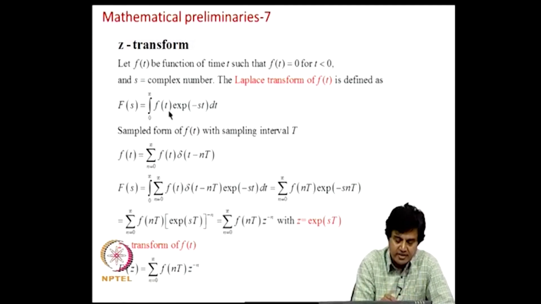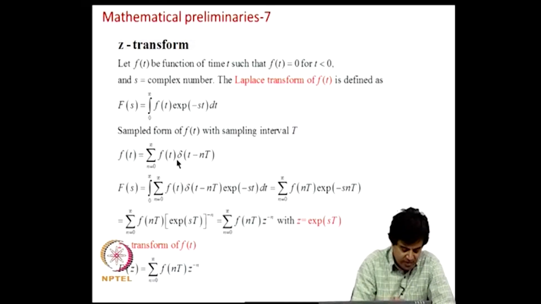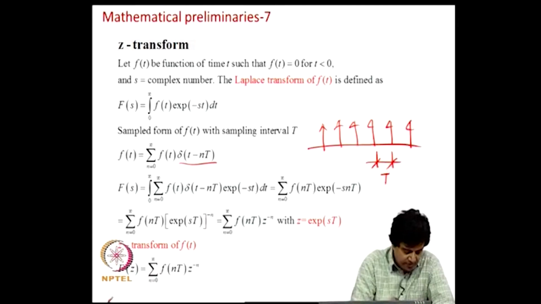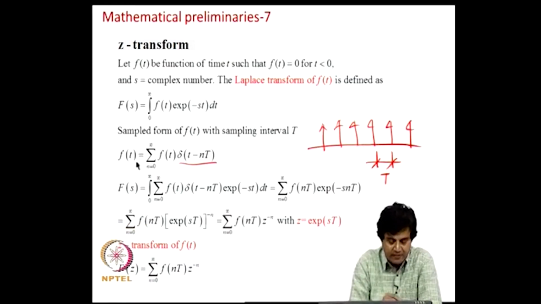Now, if f of t is sampled, that means it is multiplied by a comb-like function, a series of Dirac delta functions, how does this function look like? It is a series of Dirac delta functions placed at a common interval capital T. If f of t is written like this, that means f of t is sampled at all these time instants, the sampled waveform can be written in this form.